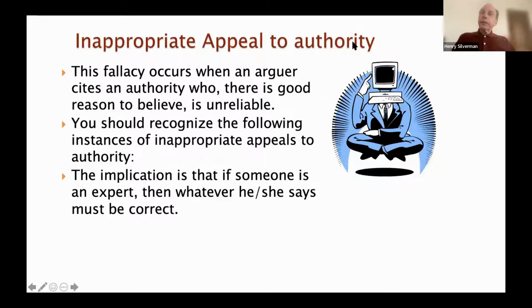So, inappropriate appeal to authority. This is kind of like the opposite of what we've just been talking about. This fallacy occurs when an arguer cites an authority there is good reason to believe is unreliable. So you can't say follow that advice because he's an authority on the subject when he or she really is not. The implication is that if someone is an expert, then whatever he or she says must be correct, regardless of the subject matter.